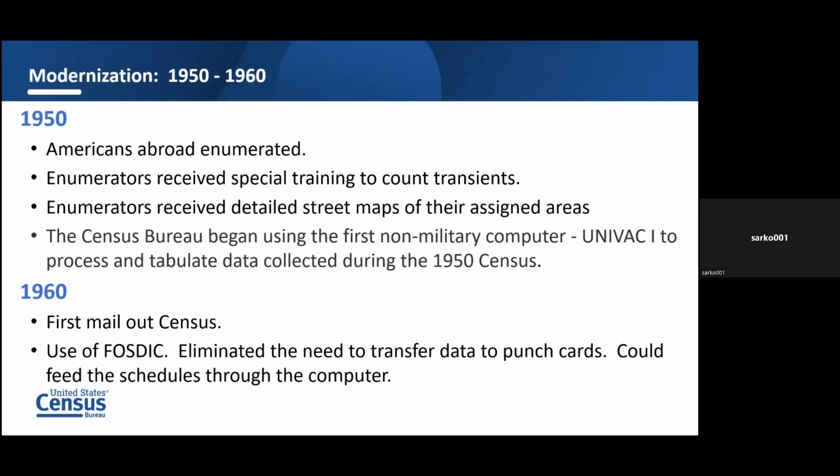The 1960 census was when we began experimenting with mail out and mail back. We tried it in the urban areas. We mailed out the questionnaire and told people, fill them out, hold on to them, and we'll have our enumerator come pick them up.